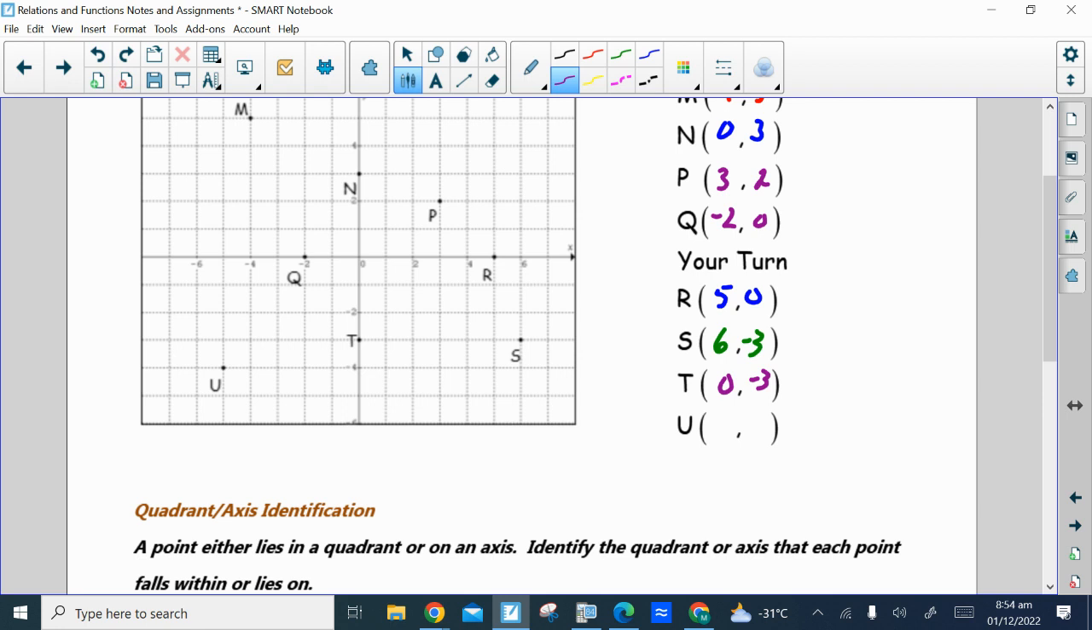Let's grab a booklet there. Beckham, what about point U? You agree with that, Kyler? Yes, the y value should be negative 4, not negative 5. Okay?